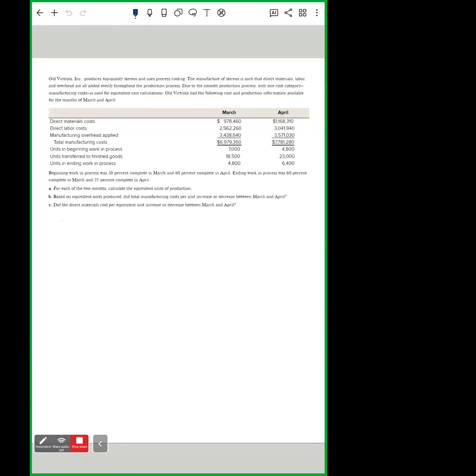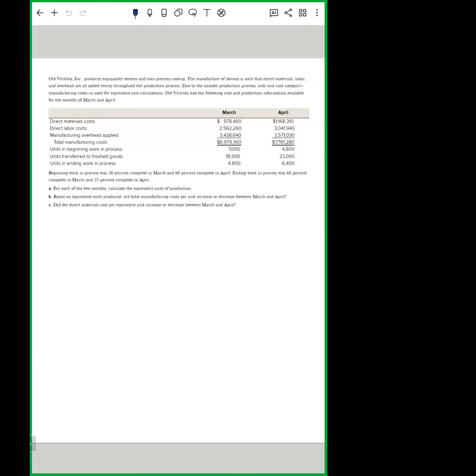Old Victrola Inc. produces top quality stereos and uses process costing. The manufacturing of stereos is such that direct materials, labor, and overhead are all added evenly throughout the production process. Due to this smooth production process, only one cost category, manufacturing cost, is used for equivalent unit calculations. Old Victrola had the following cost and production information available for March and April.